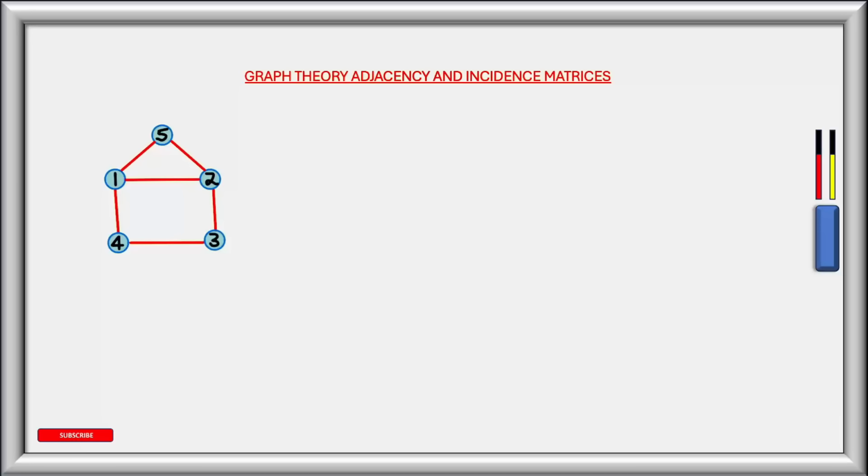Now let's take a look at some challenges to consolidate the knowledge we've gained. So in this first challenge, we have a graph with 5 vertices. Let's see if we can build the adjacency matrix. If you'd like to play along, pause the video now.